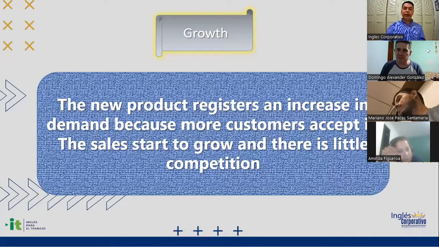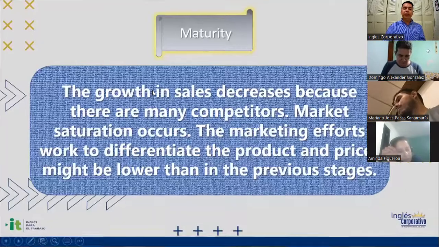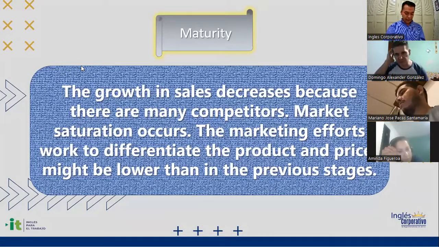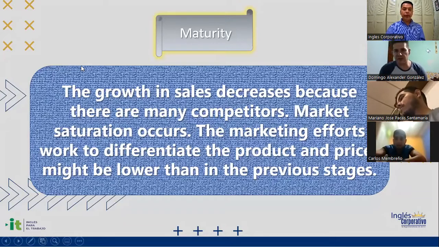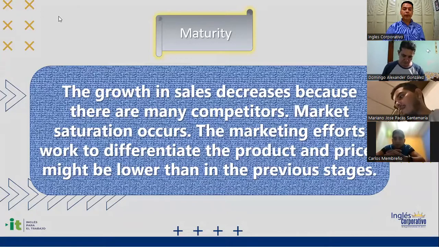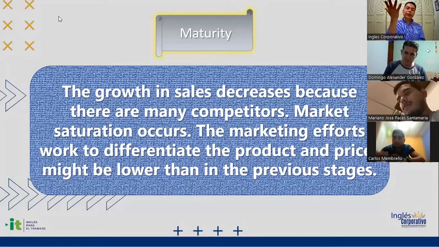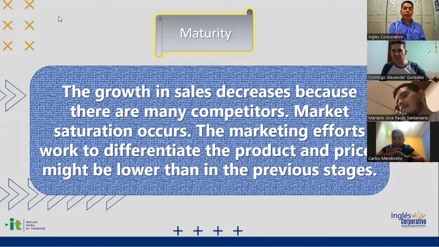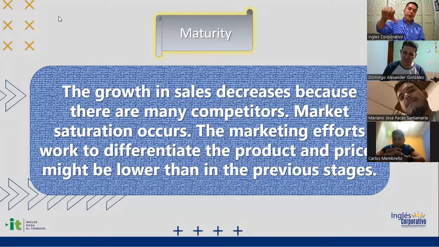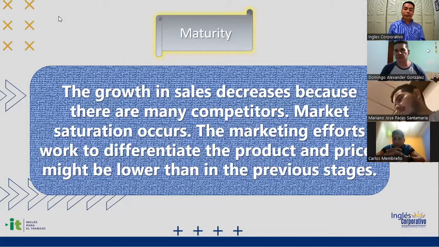Okay, Carlos William, can you help me with the next stage, please? Maturity. Read, please, maturity. Carlos: The growth in sales decreased because there are many competitors. Market saturation occurs. The marketing efforts were to differentiate the product and prices might be lower than in the previous stages. Good. So the sales go down, right? The reason is more people are creating more churrito, right? Churrito González decreases.